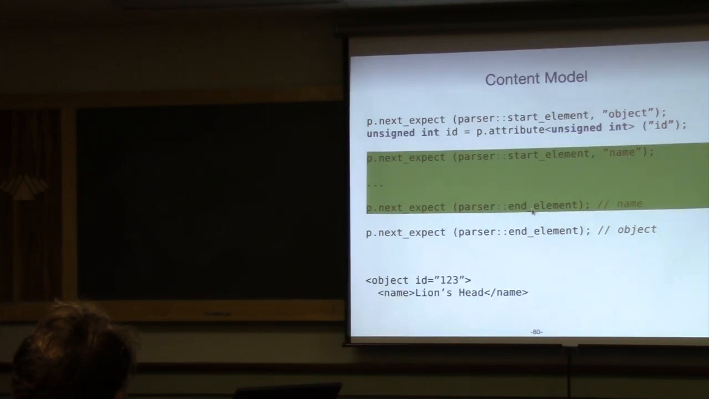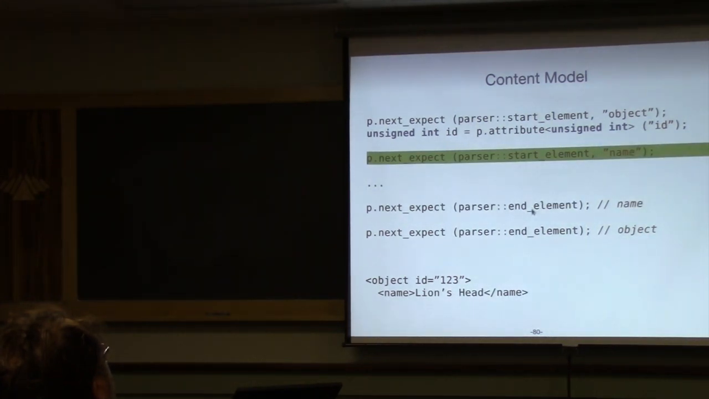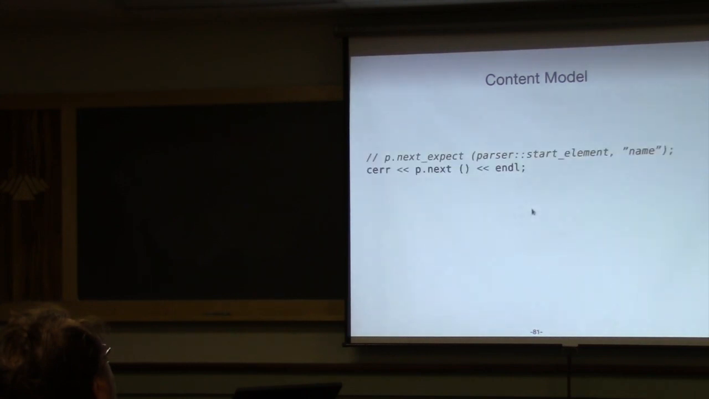Here's the part of the document that we are parsing. What do you think? Is this going to work? Everything's fine with this code. Can anyone see any problems? Well, this is as far as we get in the XML. We're actually going to get an exception here. And if we try to print it, we'll get characters instead of start element.